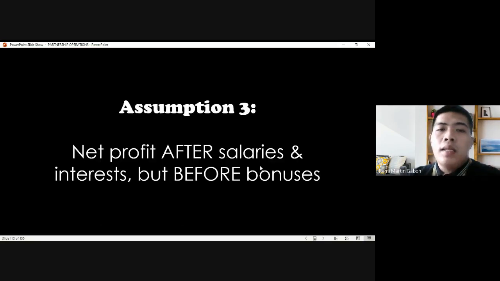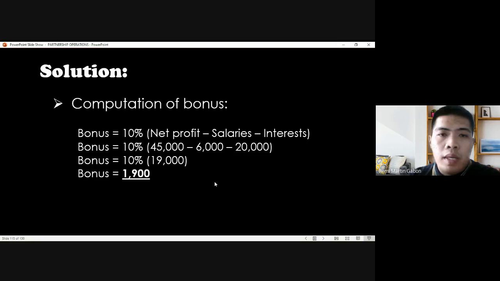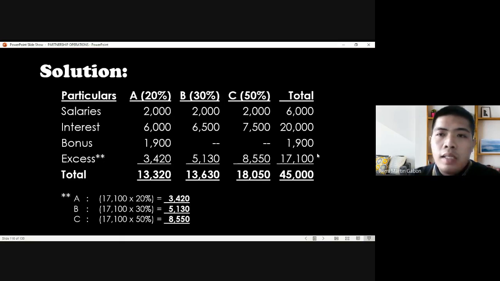Yan. Then assumption 3 naman, after ng salaries but before bonuses. After salaries and interest but before bonuses. So, yung magiging computation ng bonus, i-minus daw si salary at i-minus daw si interest. Since provided naman si salaries and interest, i-minus na lang agad. So, 45,000 minus 6,000 salaries minus 20,000 interests. So, excess is 19,000, i-multiply si 10%, yung magiging bonus is 1,900. So, yan yung ating analysis. Positive excess pa rin, 13,320 kay A, 13,630 kay B, and 18,050 kay C.